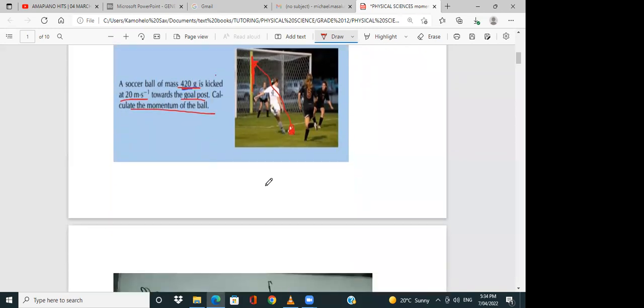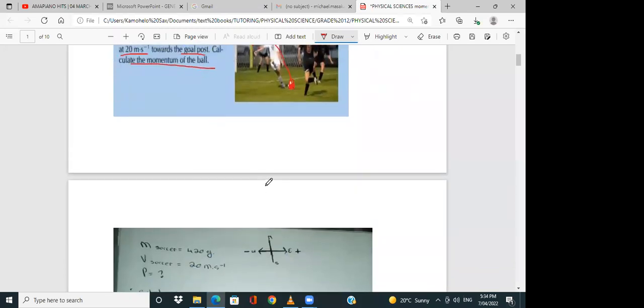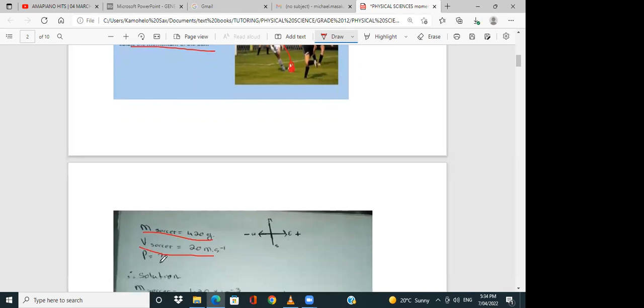Now, how do we tackle this? You have to write down every single thing you are given. Firstly, the mass of the soccer ball, 420 grams. The velocity of the soccer ball, 20 meters per second. And then we want to know what our momentum is.